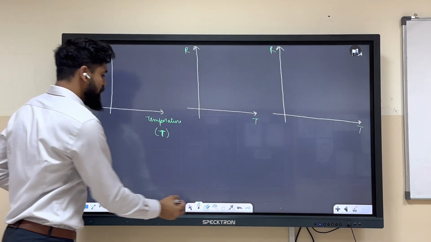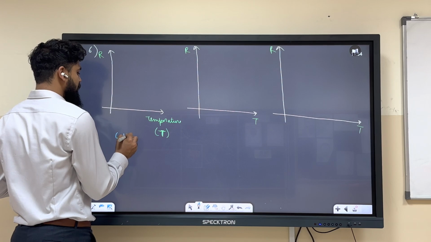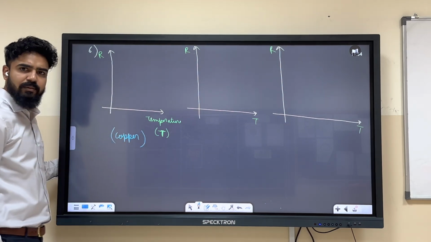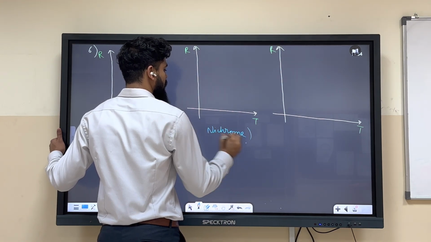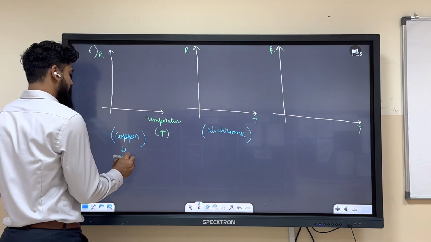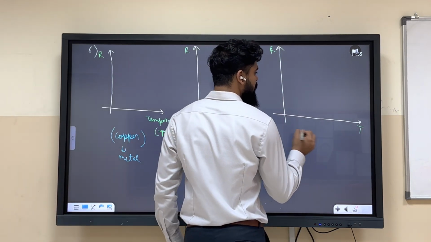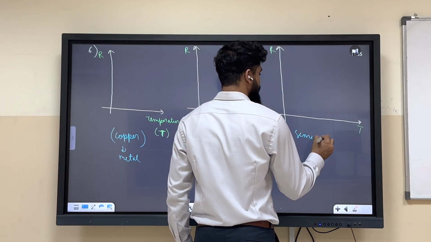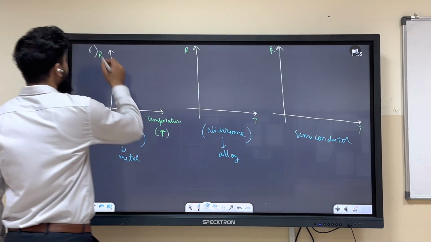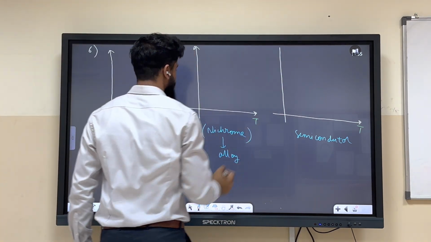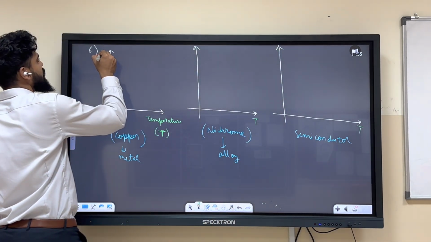Okay, so we are doing it for 3 things. First is copper, which is nothing but a metal. Nichrome, which is an alloy, and over here we are doing it for a semiconductor. Okay, check. Instead of resistance, let's write resistivity. We are discussing resistivity. Anyway, the same thing will be there for resistance.